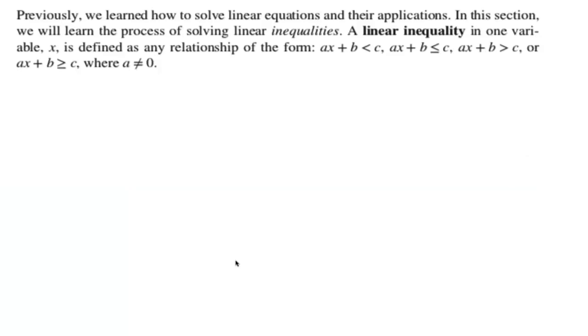So a linear inequality of one variable is essentially an inequality of this form: ax plus b is less than c. Notice on the left side is a linear expression, and instead of an equality, you have less than c, less than or equal to c, greater than c, or greater than or equal to c. And we saw previously that a linear equation is where you have an equality here instead of an inequality.